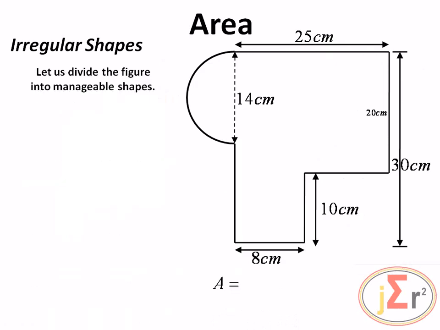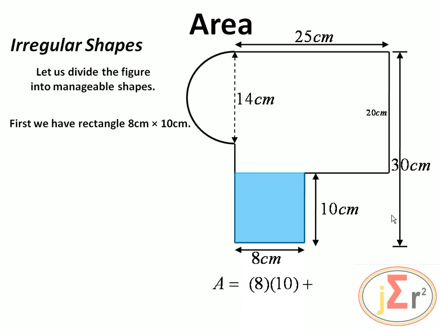We're going to divide this one also into manageable shapes. We have a rectangle that is right here, 10 by 8. So it is 10 by 8 or 8 by 10. That's what it is. And that is the rectangle that we have right there. Now we have another rectangle, which is this big one. So no problem with that.